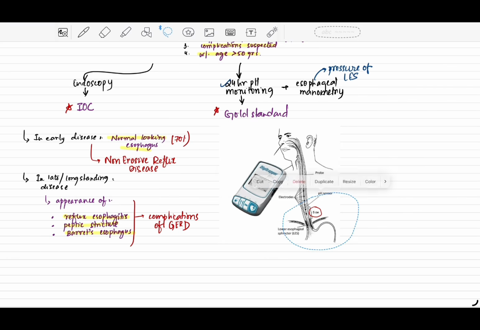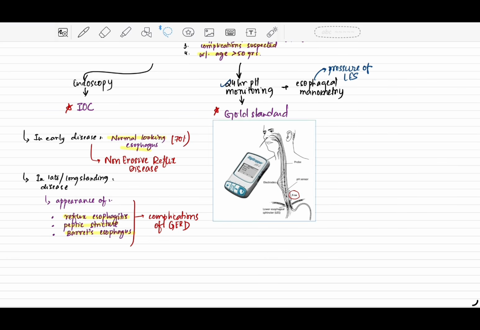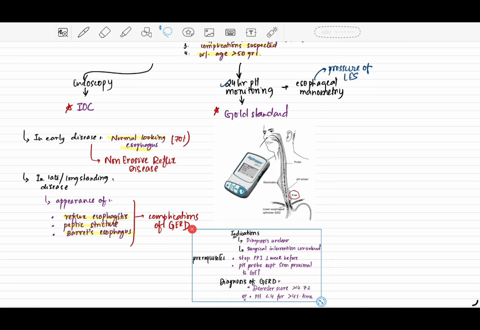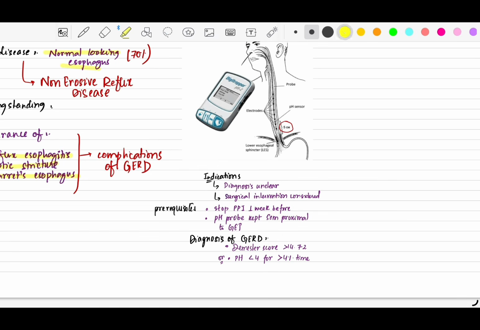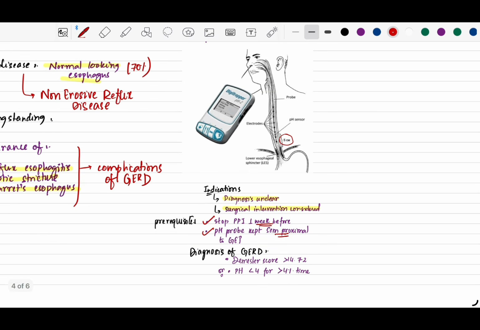This 24-hour pH monitoring is not done in all the patients. In fact, we have a few indications, which are as follows: it is usually performed when the diagnosis remains unclear even after endoscopy, or when surgical intervention is considered in the patient. A few prerequisites are that we need to stop the proton pump inhibitors 1 week before the test, and then the pH probe has to be kept 5 cm proximal to the gastroesophageal junction, like we have discussed. The diagnosis of GERD will be made when the DeMeester score is greater than 14.72, or when the pH is less than 4 for 4% of the time.